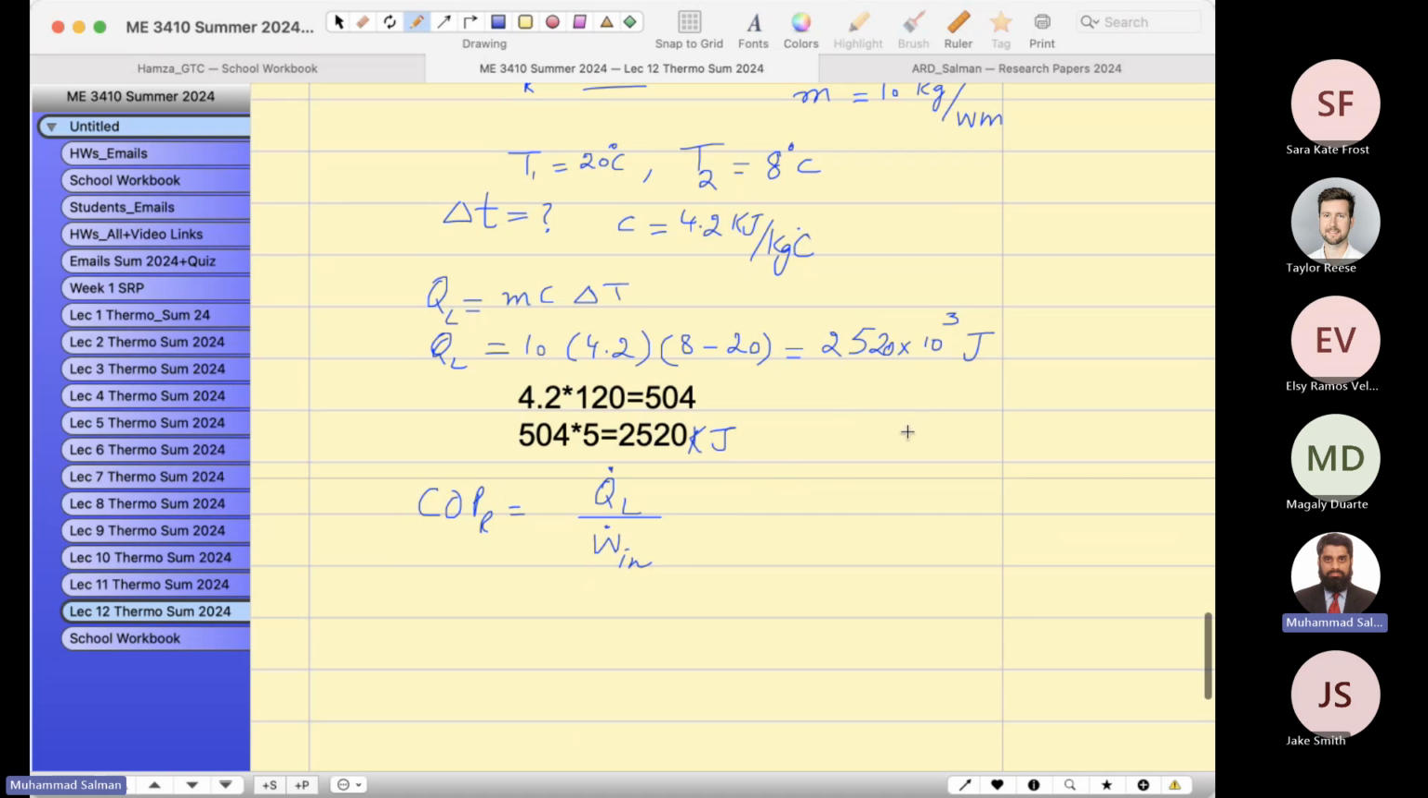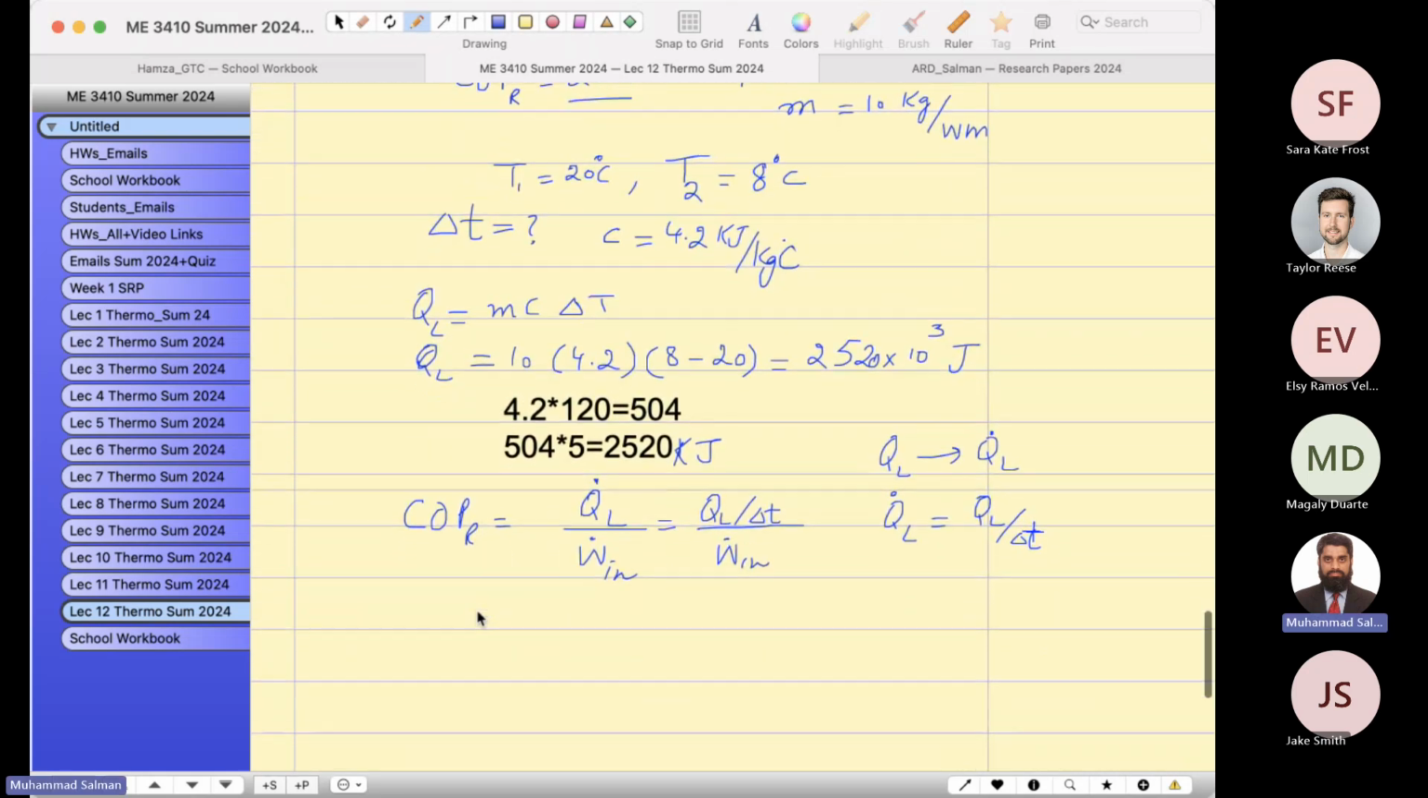Now how do you go from QL to Q dot L? So we know that Q dot L is QL per unit time. So how much time would it take? So can I write down QL per unit time divided by W dot in? Now let's see what is missing. So COP of the refrigerator is 2.5. This is 2.5.